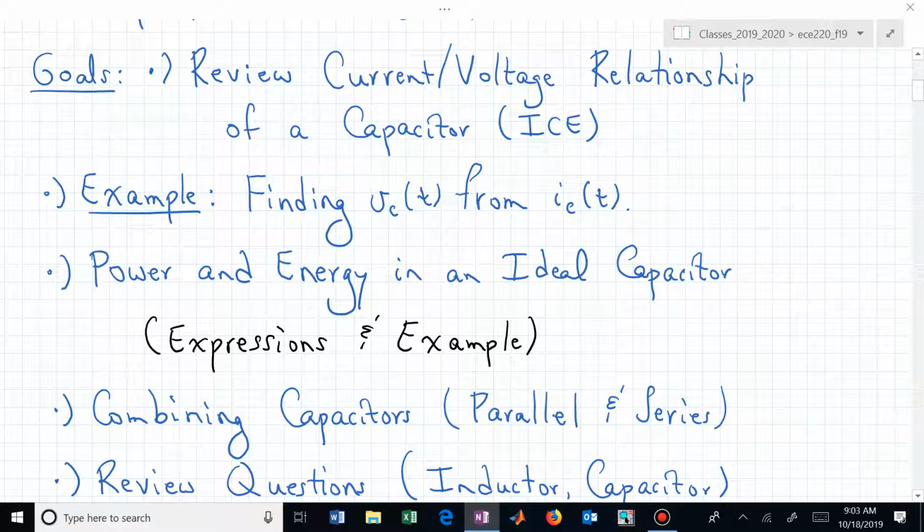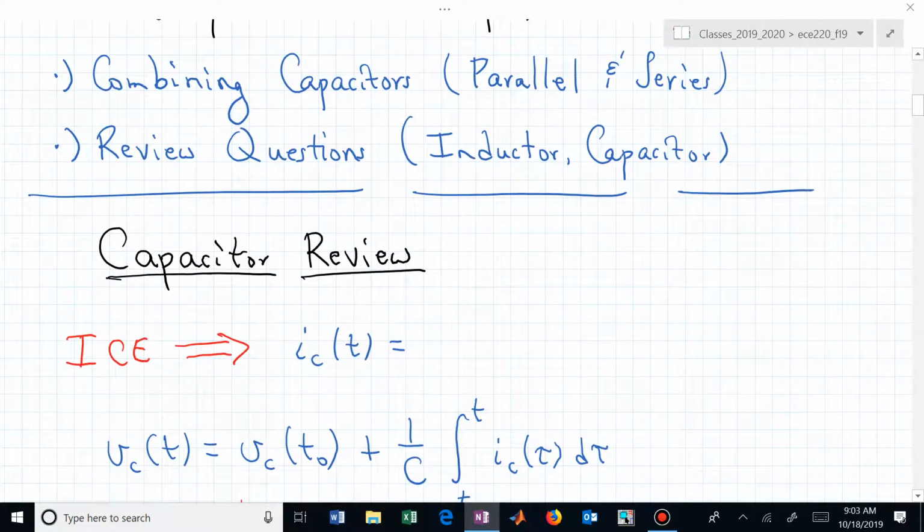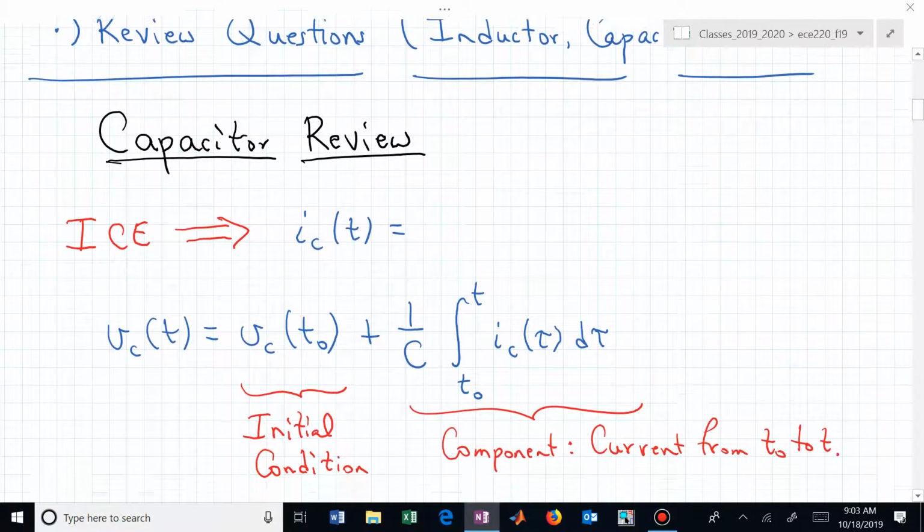We'll look at expressions and examples, or one example, for power and energy in an ideal capacitor. We'll see how capacitors combine. They will now be the dual of what we've been seeing with resistors and inductors in terms of the formulas or the expressions. And then we'll see if we have time for some review questions.